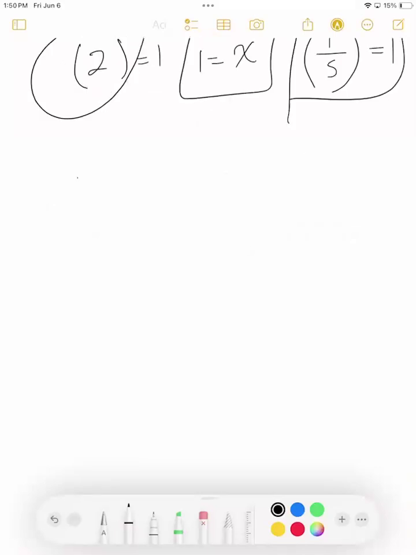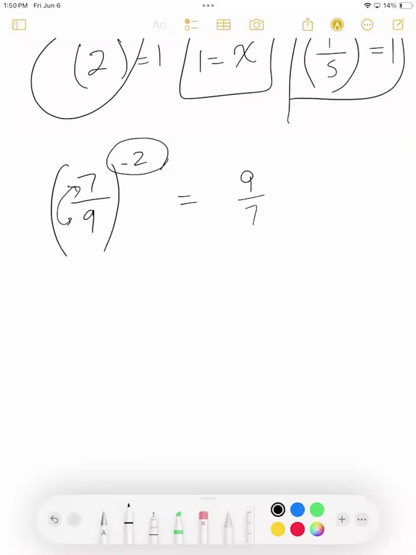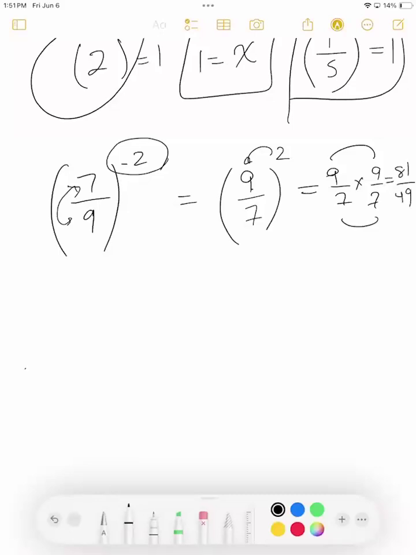If I have 7 over 9 to the power negative 2, there is a rule here. It says if you have a negative exponent, flip this. So write it as 9 over 7 and make that a positive 2. Now you can find the answer. 9 times 9, that's what you have. You have 9 over 7 times 9 over 7. 9 times 9, 7 times 7. And that is your answer.